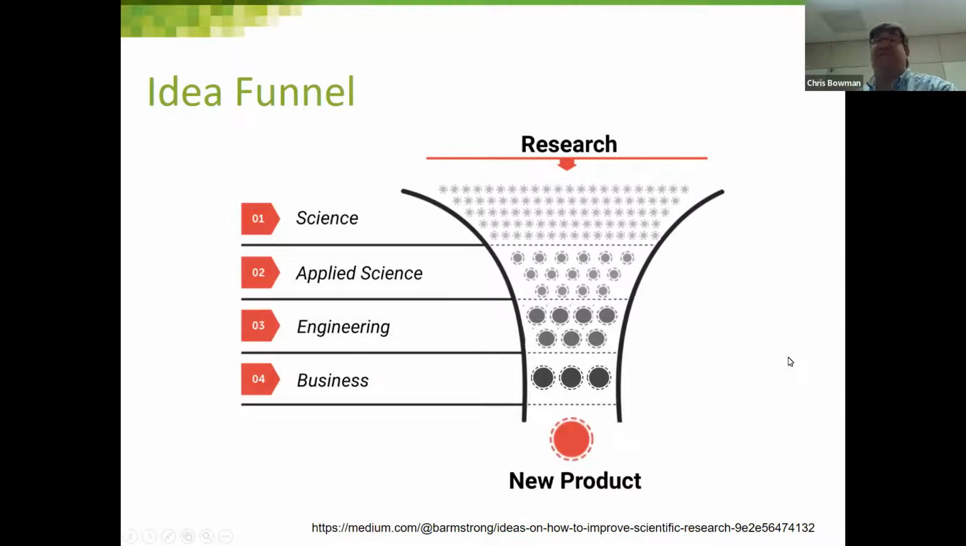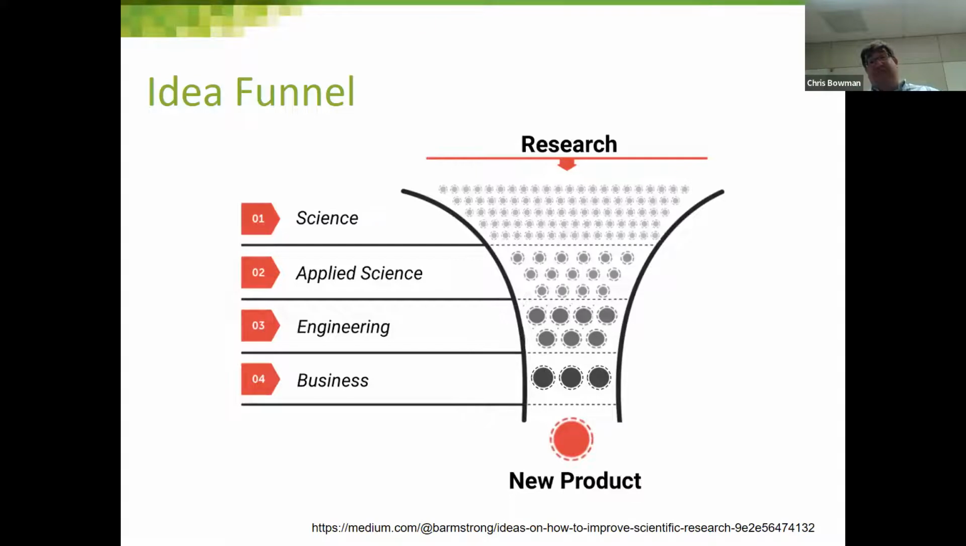So you'll see these kind of funnel diagrams a lot of the time. The idea is that each of those gray spheres is a good idea that comes at the science stage, but only a few of those make it to, quote unquote, applied science, from the theory to the experimental success, and only a few of those make it to the engineering stage where you can actually build something.